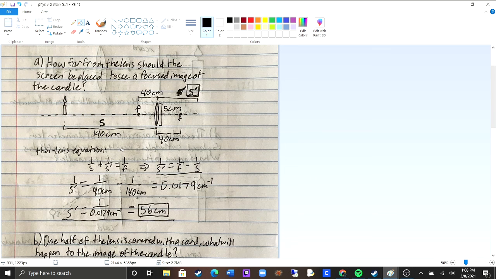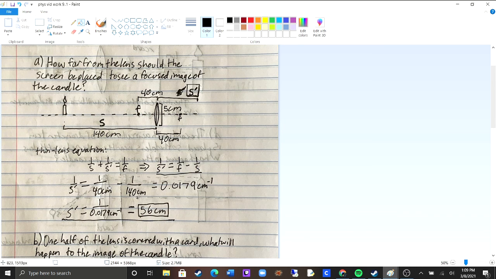So using the thin lens equation, which is 1 over S, so 1 over the distance from the lens to the object, plus 1 over S prime, which is the distance from the lens to the image of the object, is equivalent to 1 over the focal length of the lens. So we can change this equation up a little bit, and we can solve for 1 over S prime, which equals 1 over the focal length minus 1 over the distance to the object from the lens.